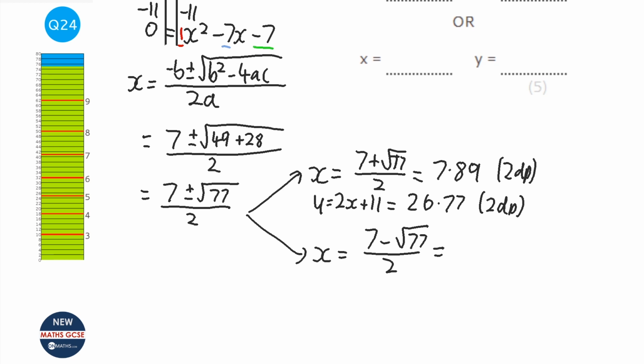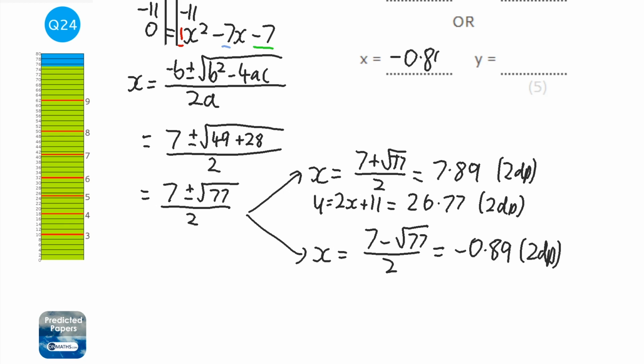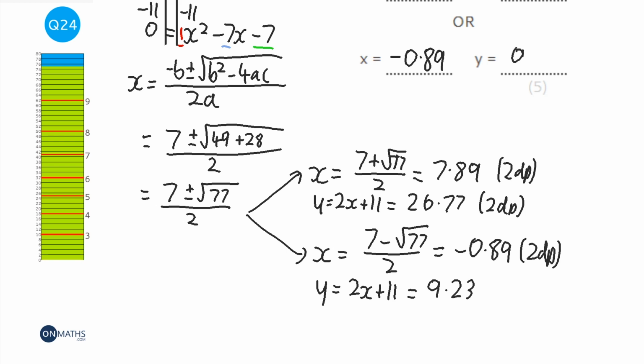And I'm going to type that in again. So 7, but this time minus root 77 over 2. And it gives me the decimal answer of minus 0.89. Again to 2 decimal places. And similarly, we know that y is 2 lots of x plus 11. So I'm going to times that by 2, and I'm going to add 11. And press the decimal button, so 9.23, to 2 decimal places.